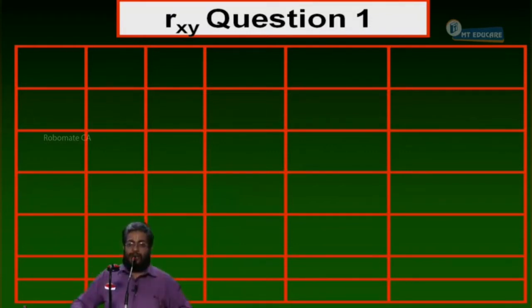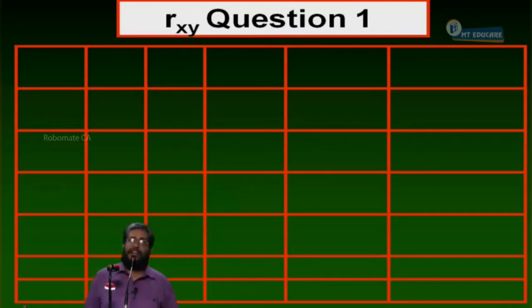For question number 1. Can you start or not? Now, in that step 1, calculation of covariance of X and Y. Step 1, calculation of covariance of X and Y.